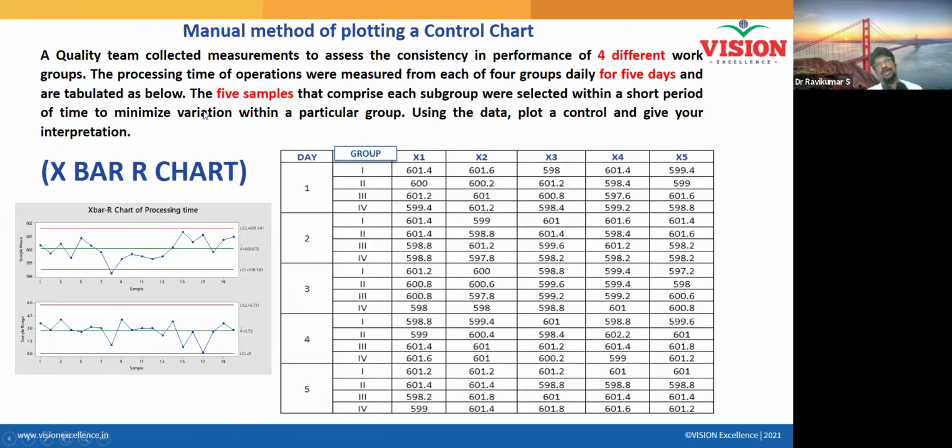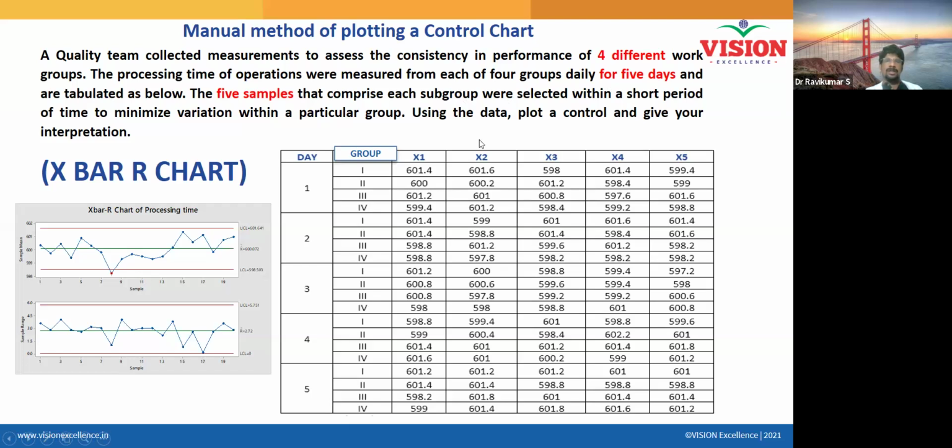This is the example which we are going to use to draw the X bar R chart. There was a quality team. Data was collected from a quality team to assess the consistency in performance. The quality team is collecting data to assess the performance and consistency of four different work groups. The process time of the operations of the groups was collected.